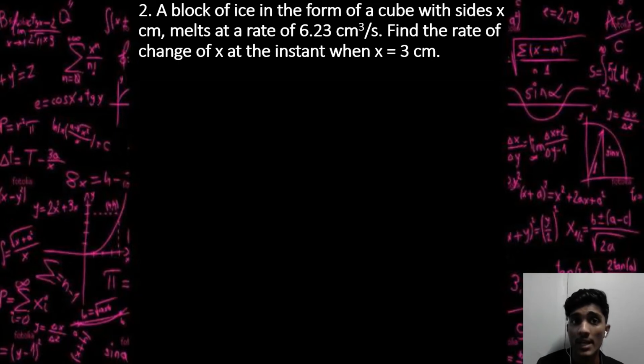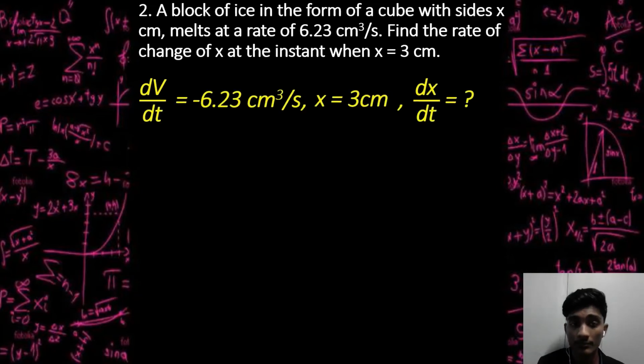So guys, first of all, we have to gather the information from the question. The first information is dV over dt, which is the rate of change of volume, equals negative 6.23 cm³ per second. So why is it negative 6.23? Because once the ice melts, the size of the ice will decrease. Once it decreases, it will become smaller and smaller. So that's why we're using negative for dV over dt, because it's reducing. And the value of x is equal to 3 cm. And they're asking us to find dx over dt.